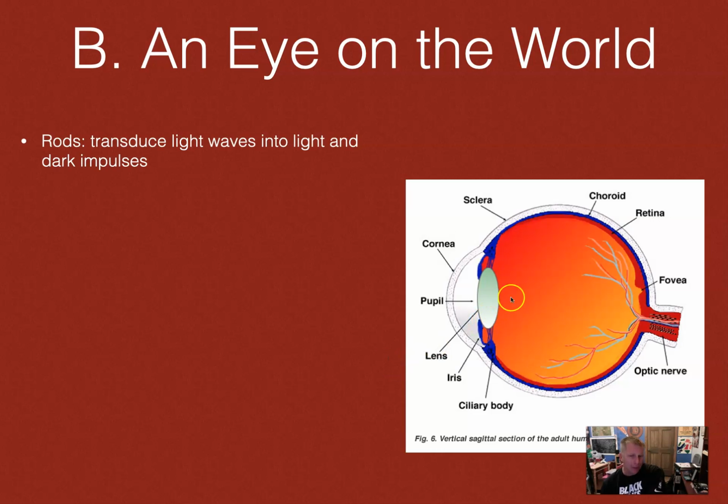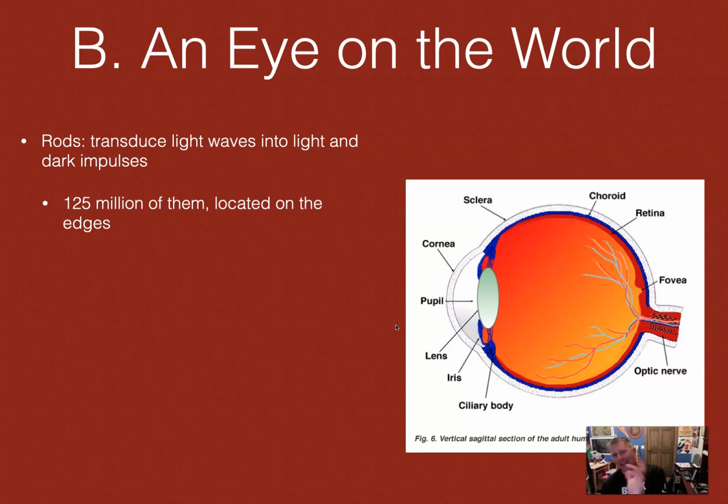Our eyes, we're going to go over to kind of the structure of the eye, which you probably studied in anatomy or basically biology. Rods transduce light waves into light and dark impulses. They're at the center of our fovea, of our retina, which is there, and it carries it to the optic nerve. They basically see dark and light, so black and white pretty much, and they're concentrated in the middle. You have 125 million of them.